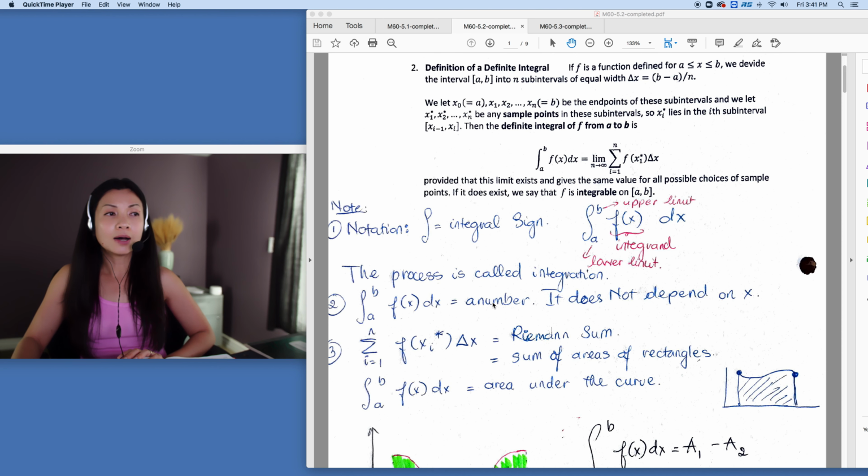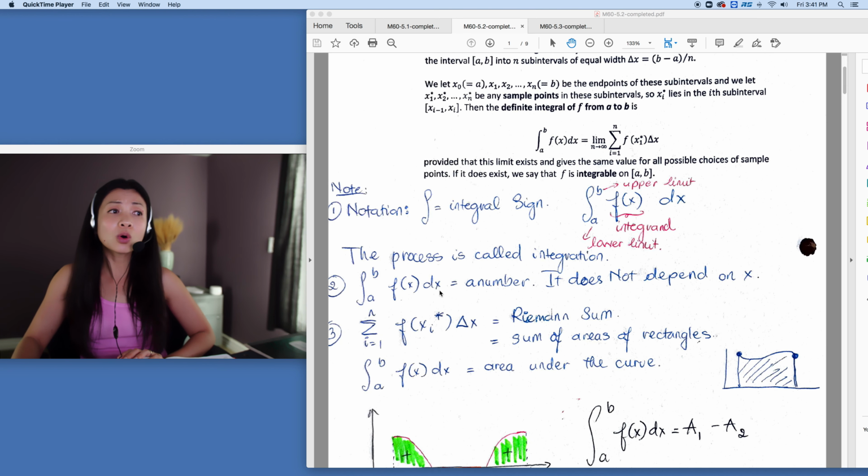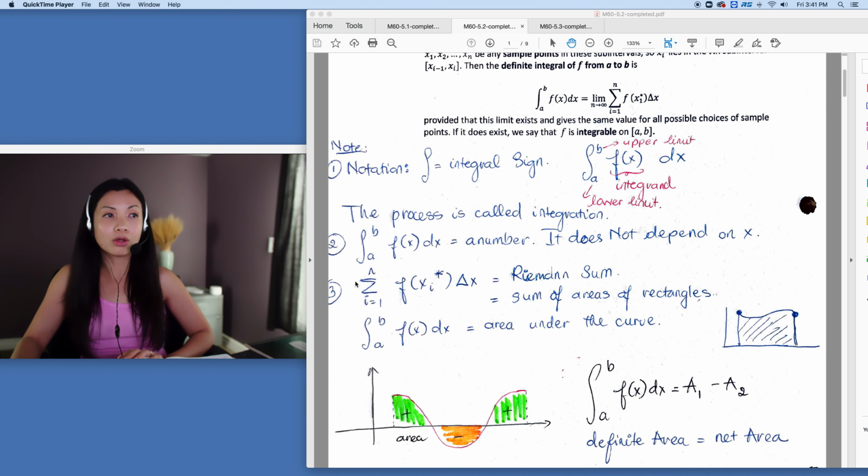Now, this whole thing right here is a number, so it does not depend on x. In fact, if you put f of y here, then it's going to be dy, f of r, then it's dr, and so on. The sum, f of xi star delta x, is called the Riemann sum. It's the sum of the areas of the rectangles.